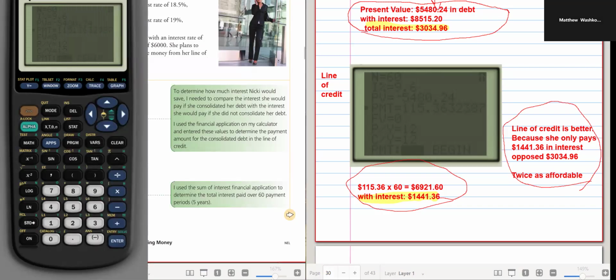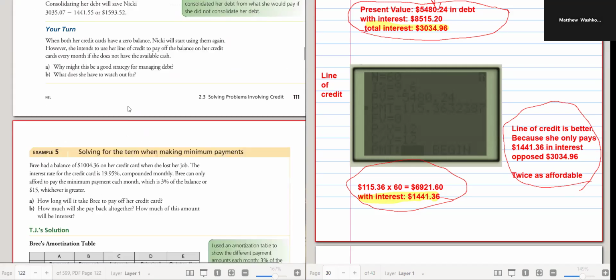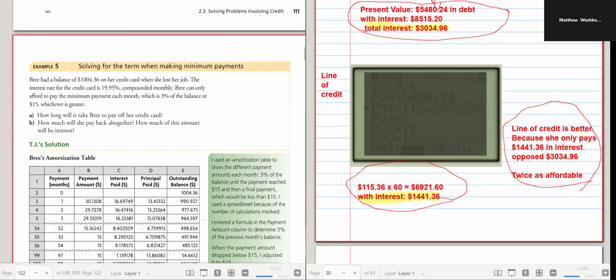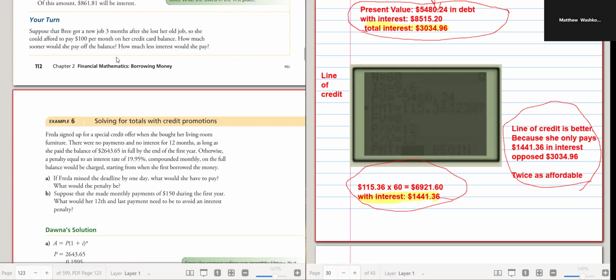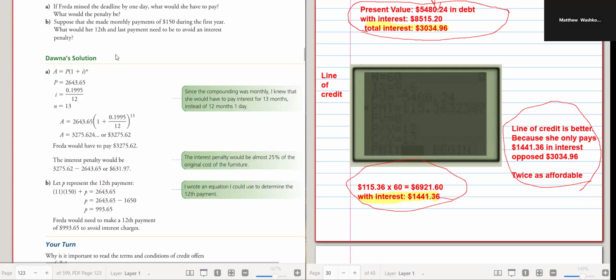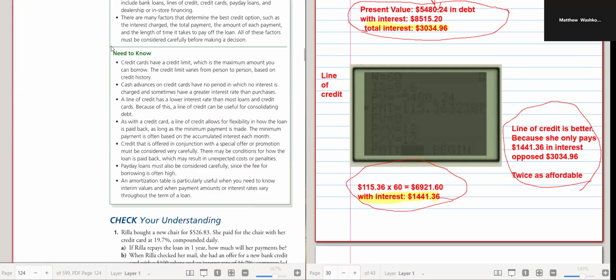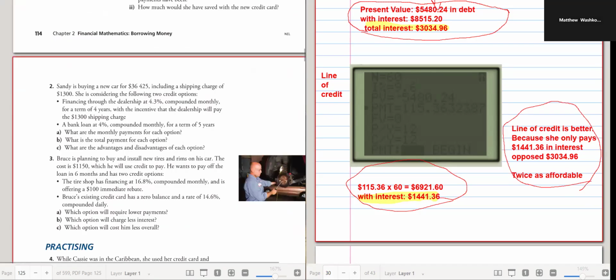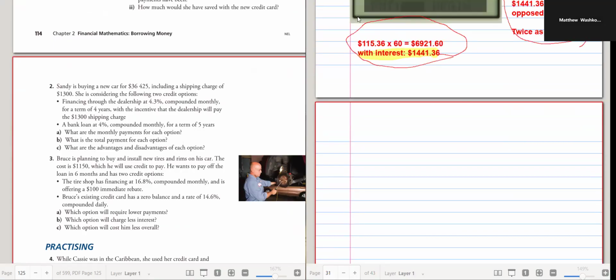Now do I want to do question example 5? I want to do that one. Mm, 6. No, I think you guys are good for this. I'm pretty sure you guys are good for this. Yeah, you guys are good. Okay. So I'll let you guys finish up everything here with Unit 2.